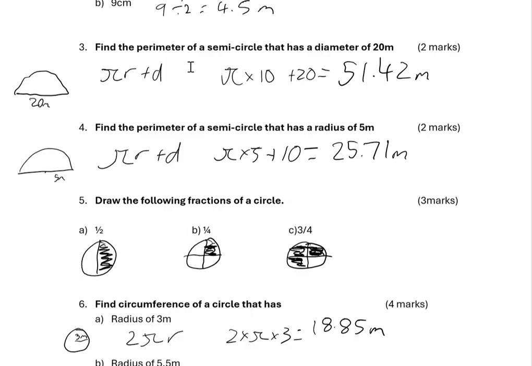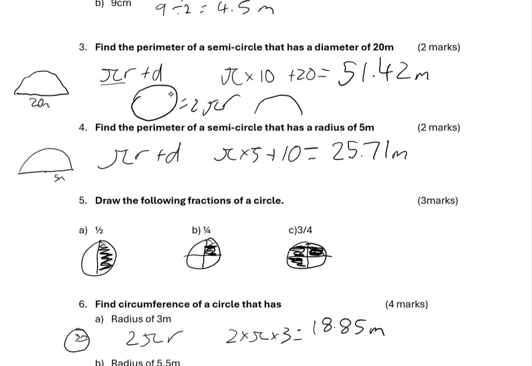Question 3, find the perimeter of a semicircle that has a diameter of 20 meters. For all semicircles, you need to do pi times r plus d. The reason it is pi times r is because normally for a full circle, it would be 2 pi r. But because you're only doing that top curved part, it's going to be half of 2 pi r, which is just 1 pi r, which is just pi r. So that will do the pi r part.